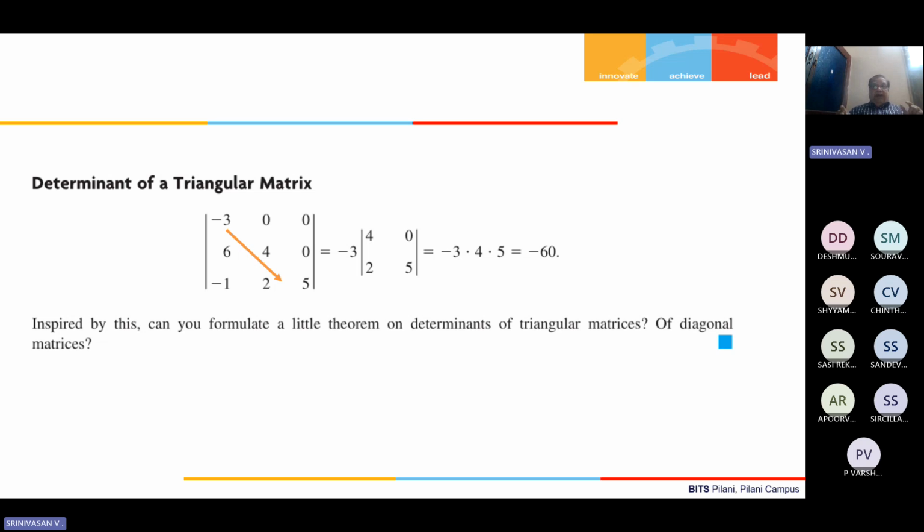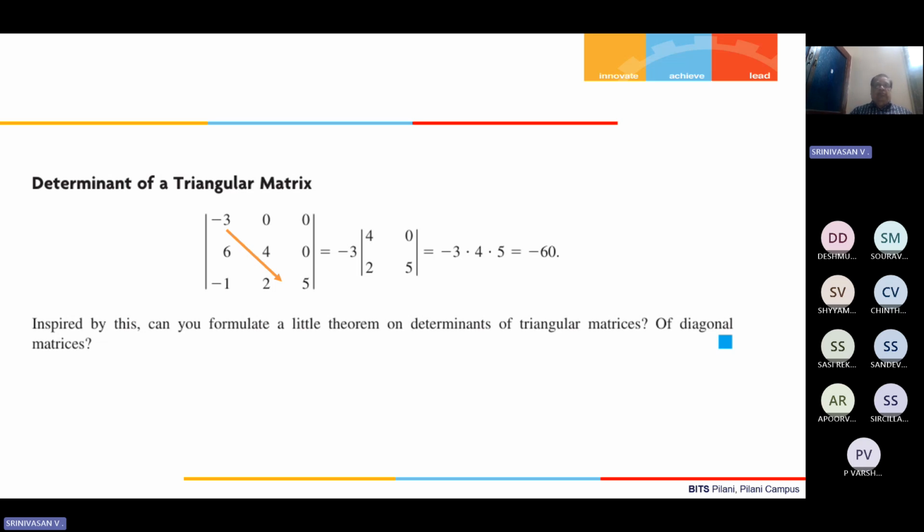Replace the matrix symbol by the determinant symbol, that is two parallel straight lines: minus 3, 0, 0, 6, 4, 0, minus 1, 2, 5. You just expand minus 3 into its minor. Why is it minus 3? It is plus of minus 3, because the positional sign of first row, first column is plus. So you have to put plus.